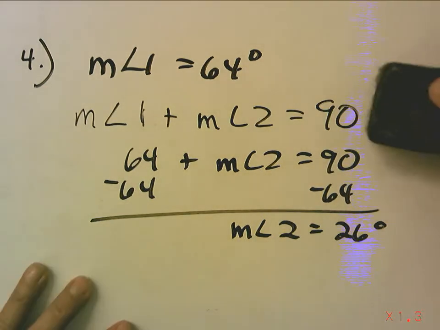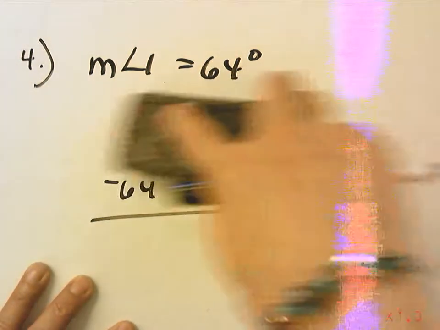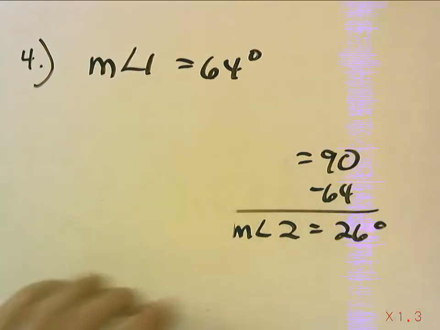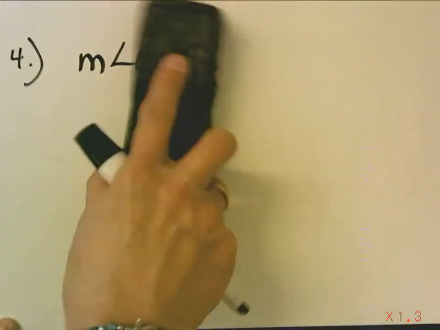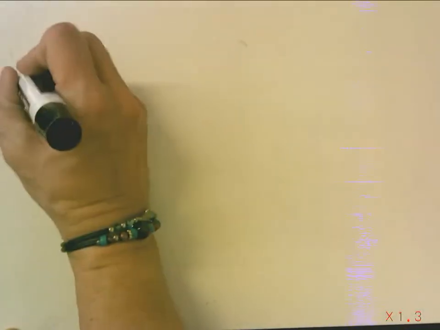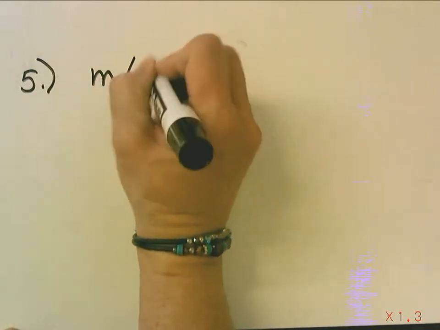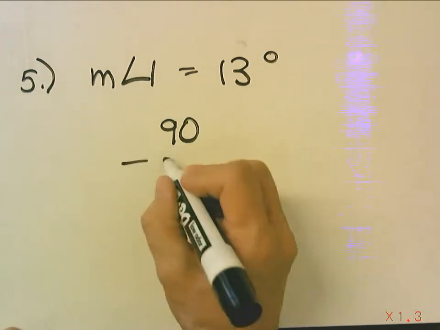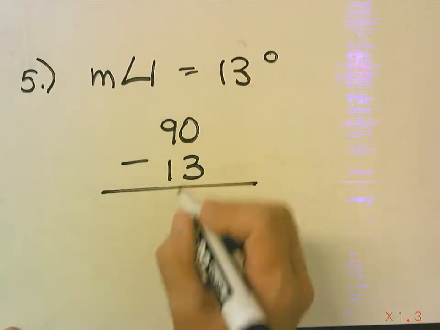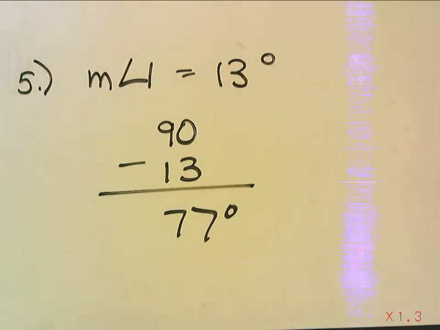Now, if you want to show all that work, that's great. But actually, let's look at what we're really doing. To get the answer, we're really just taking 90 and subtracting 64. So let's try that shortcut for number 5. If the measure of angle 1 equals 13 degrees, and I want to find the measure of angle 2 and they're complementary, I just take 90, subtract 13, and I get 77. Okay, now I want everyone to stop the video and do 6 and 7 on your own. When you're done, start the video again and see if you're correct.